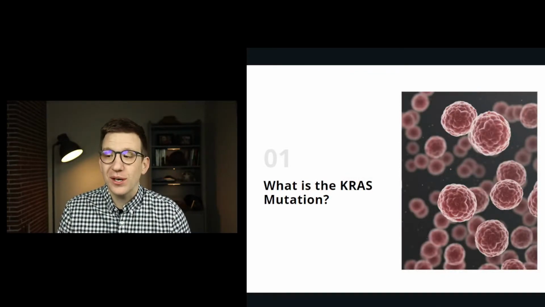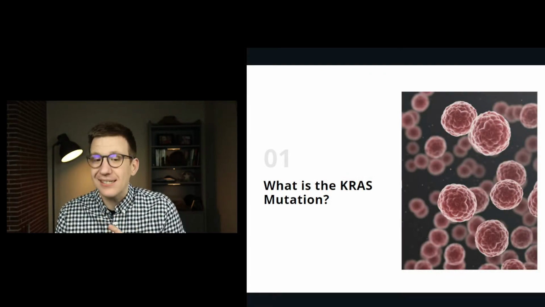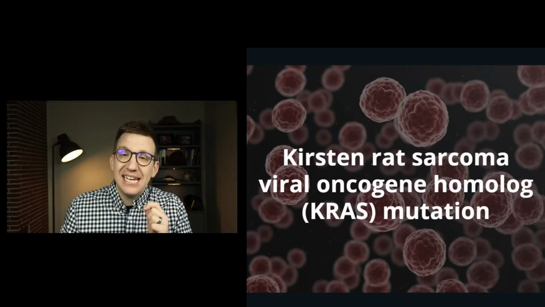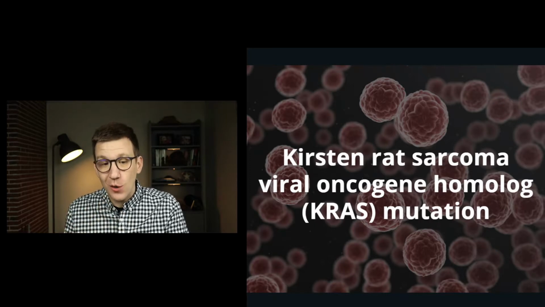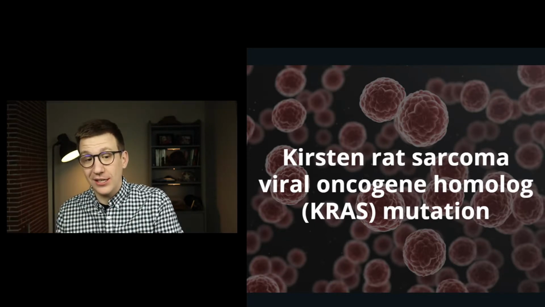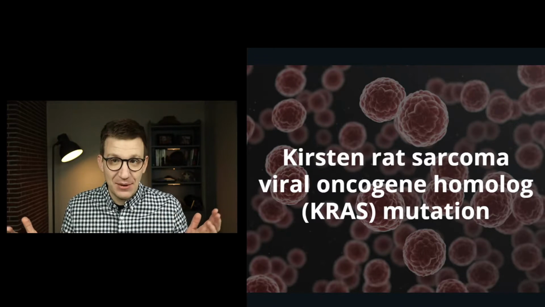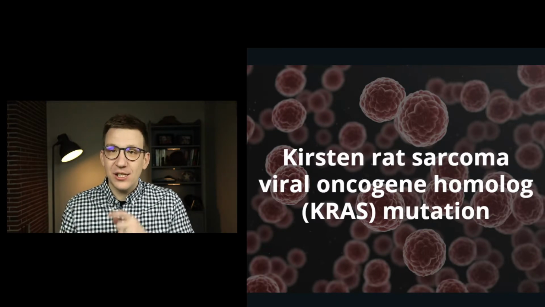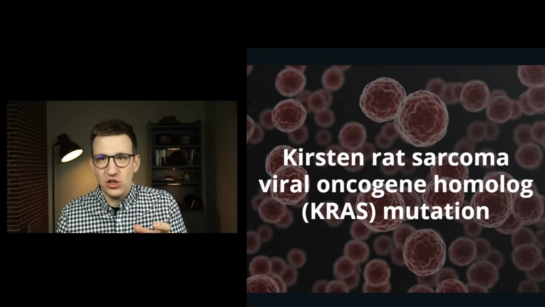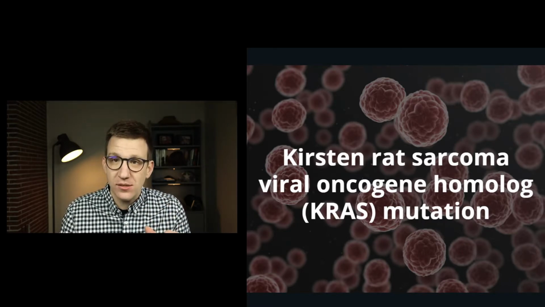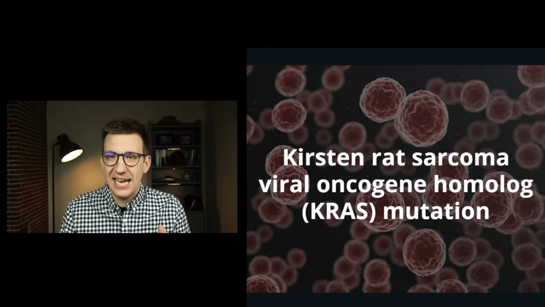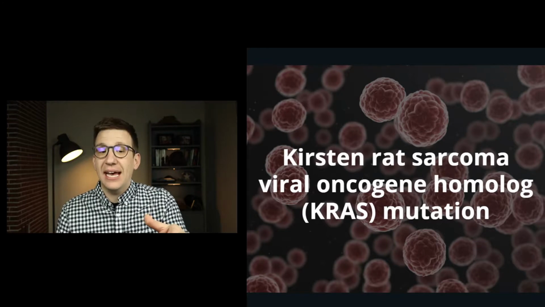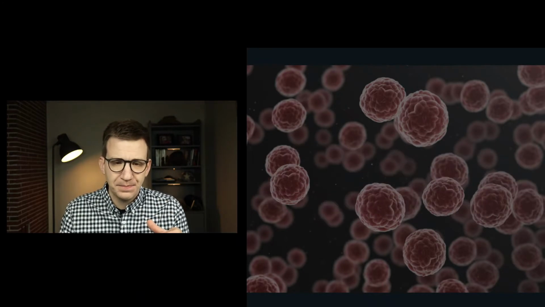All right, first, we're going to be diving into what is the KRAS mutation. So, KRAS stands for the Kirsten rat sarcoma viral oncogene homolog mutation. KRAS. How they decided to shorten that. It is a specific type of cell mutation that causes many of the cancers that we see today. So it's the way that the cell is mutating is what they found and have labeled KRAS.